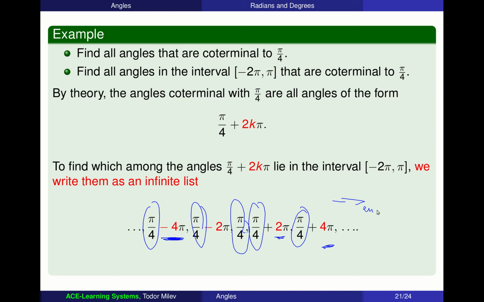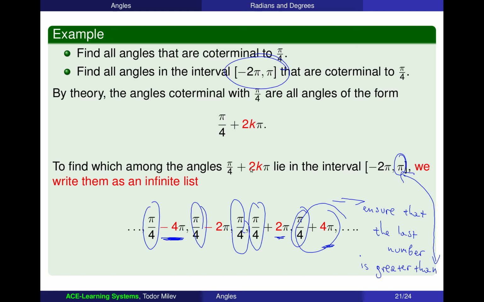So ensure that the last number you wrote, the rightmost number, is greater than pi. Okay, so if you want to find all angles in that particular interval, you start listing all coterminal angles until the angles you have listed surpass the number pi. You can also go beyond that.